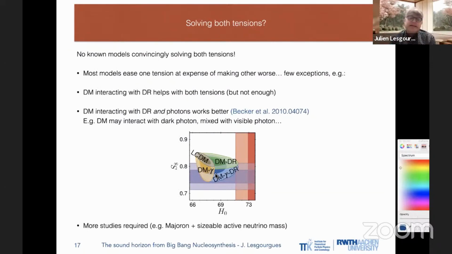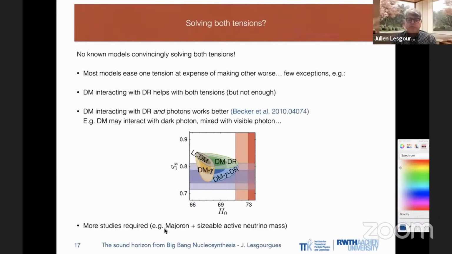But if there is a mixing between the dark and visible photons, then dark matter would indeed have small interaction rates with both photons and dark radiation. So maybe it's a bit crazy, but it's not desperate. Okay, more studies are required in view of solving both tensions.